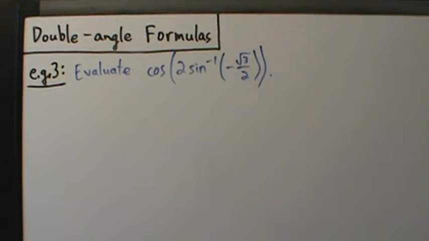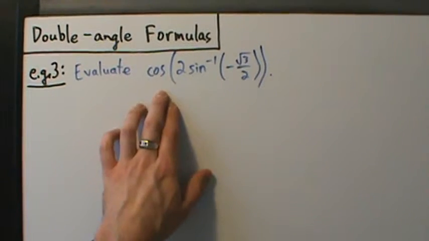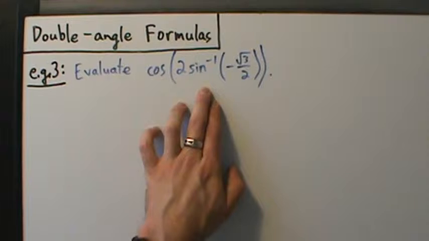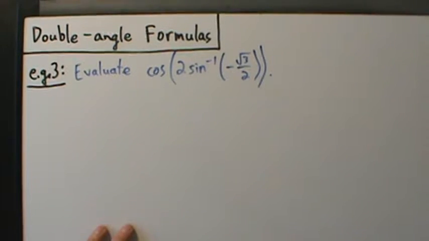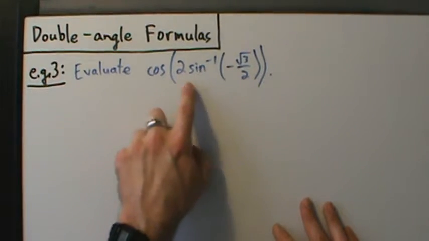Here's example 3 of using double angle formulas. The problem here is to evaluate cosine of 2 times the inverse sine of negative root 3 over 2. Remember, when you take the inverse trig function of some number, the result that you get can be thought of as an angle. So this is really cosine of 2 times some angle.